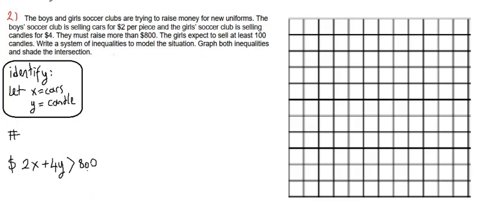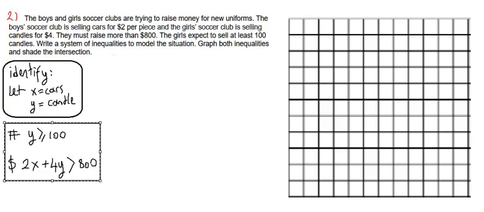Another constraint is that the girls expect to sell at least 100 candles. Candle is the y variable, and at least 100 candles means y is greater than or equal to 100, because it can be more than 100, can be equal to 100, but cannot be less than 100. Our identification part is also okay.